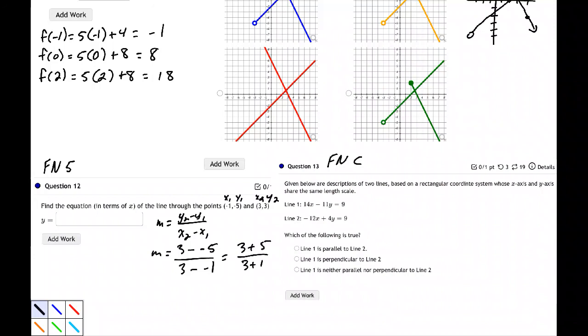This is something we're going to do several times in this question. So we'll simplify this fraction. That would be 3 plus 5 is 8. 3 plus 1 is 4. So 8 divided by 4 is 2. So our slope is equal to 2.